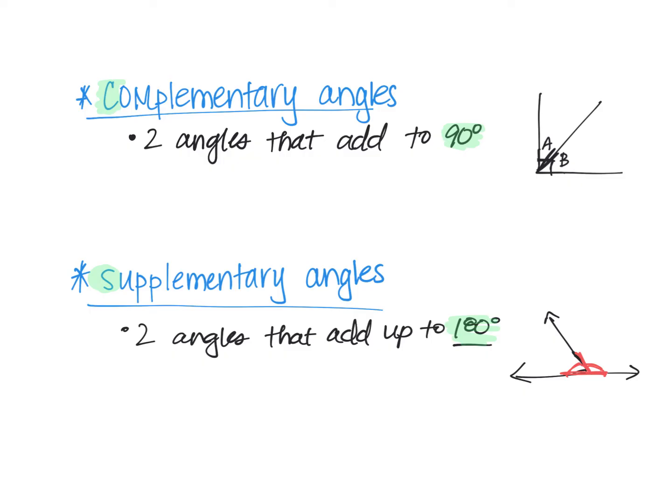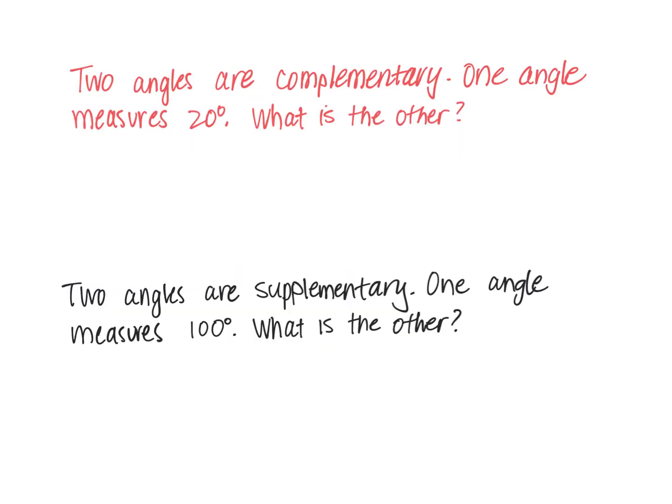Another way: supplementary starts with an S and straight line starts with an S. A straight line is 180 degrees. So if I put my hand down on this line, it would be straight or flat. So those two make 180 degrees, a straight line. Those two together make like a half circle or a straight line. So that's supplementary.